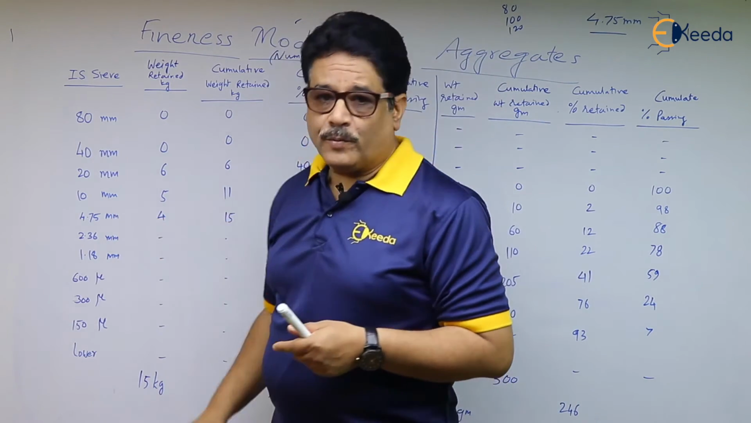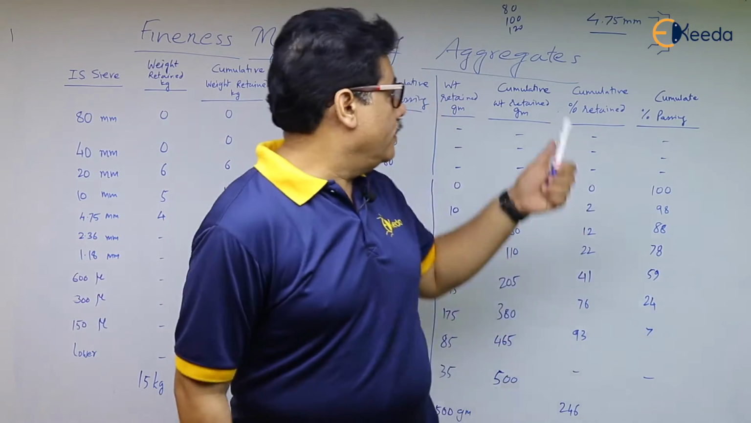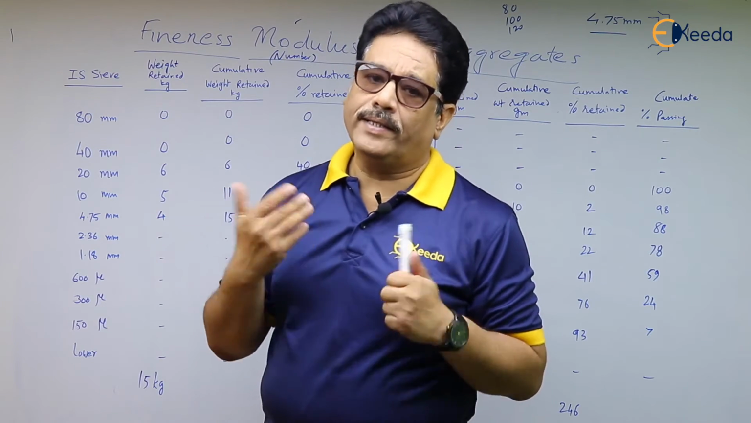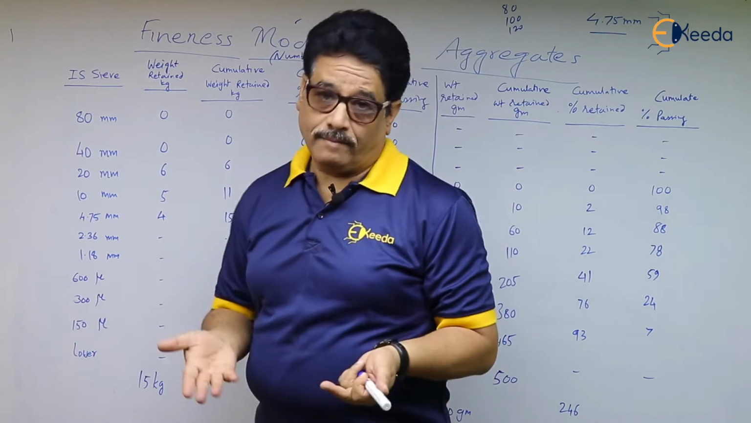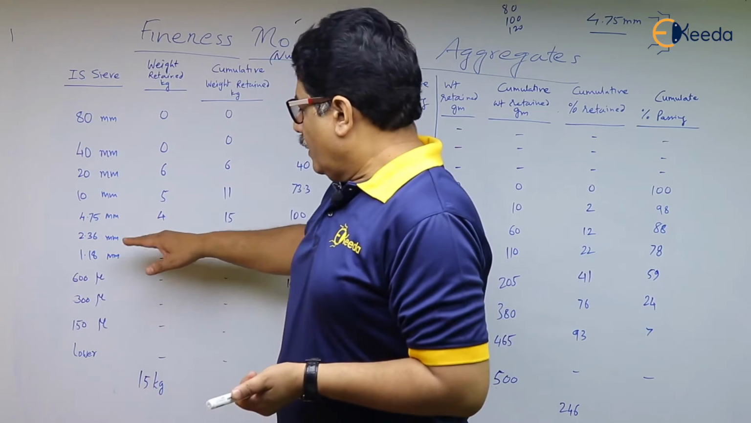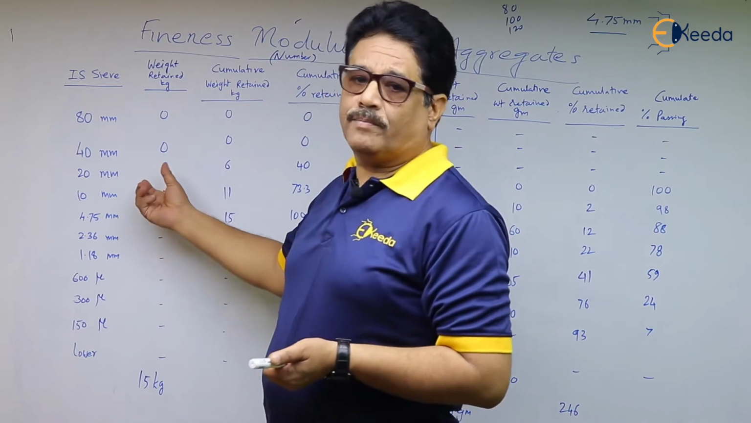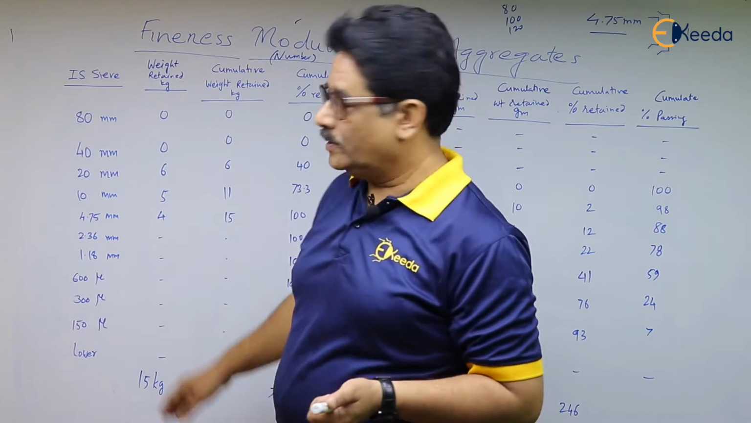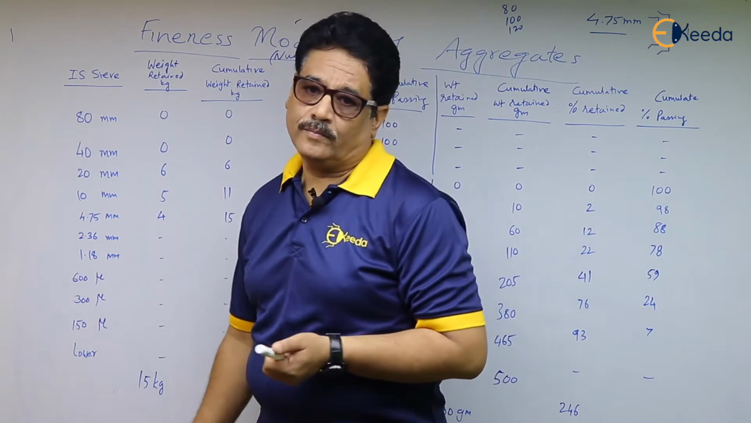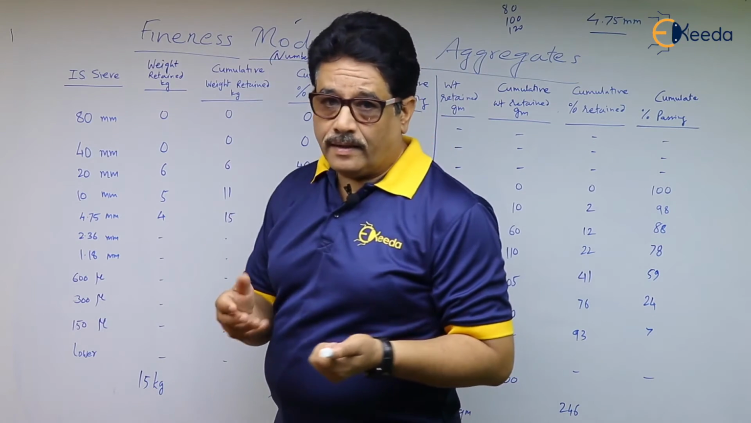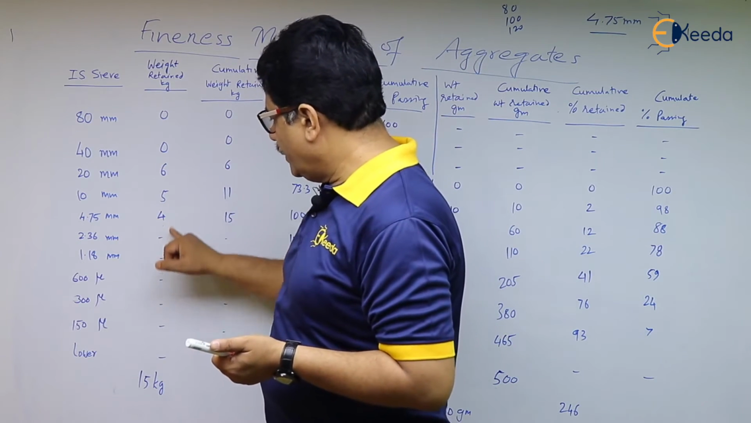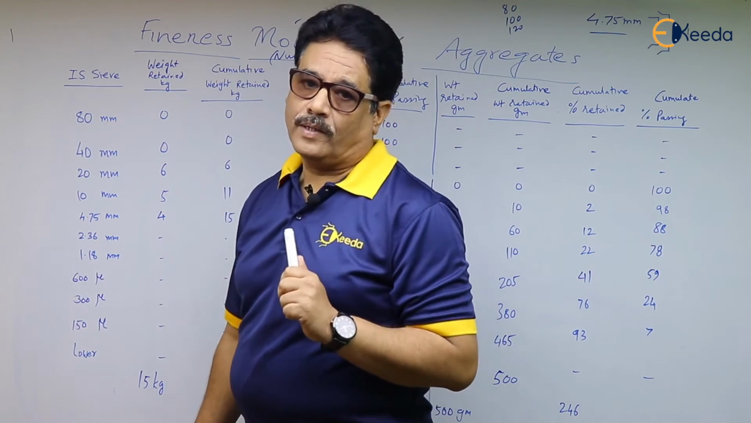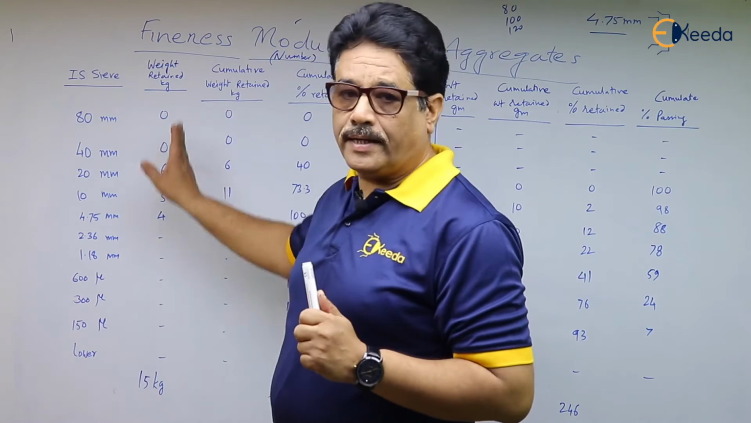Now below 4.75, as we have defined, aggregates which are lesser than 4.75 are called fine aggregates. You should have something retained on 4.75, but there should not be anything retained on 2.36 and the lesser sizes. One more check, all this put together, the addition of these, you should have the total weight which you have already taken, so 15 kg. This is the second column.